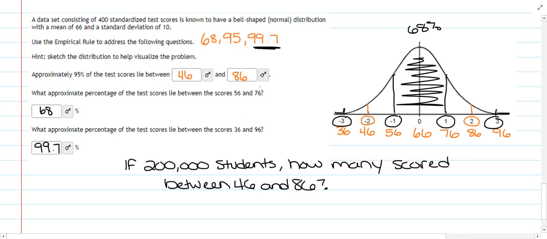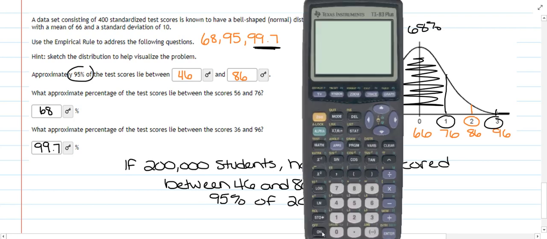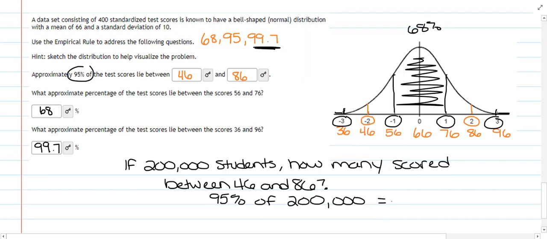Okay, well, 46 and 86 is 95%. So there you would do 95% of 200,000. Okay, so that would just be 0.95 times 200,000. So approximately 190,000 students scored between a 46 and an 86. So there you're just finding what the percentage is and then multiplying by the number of students that took the test, or number of data points in your problem.